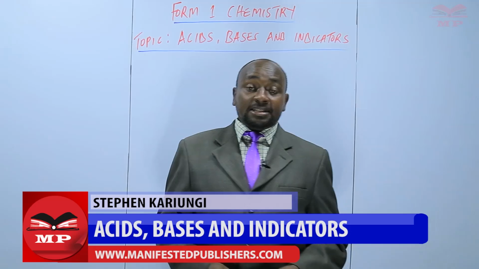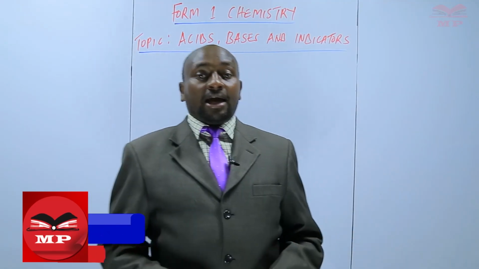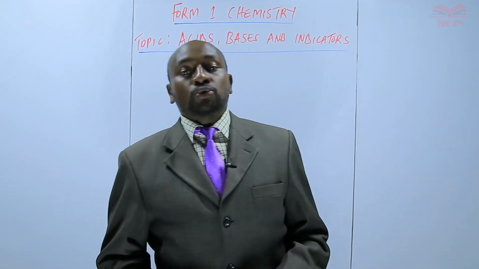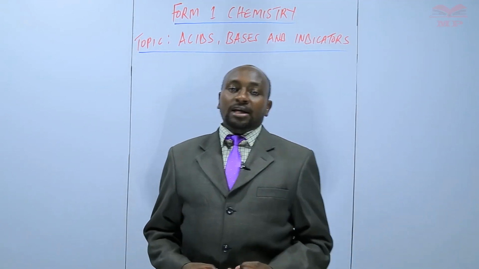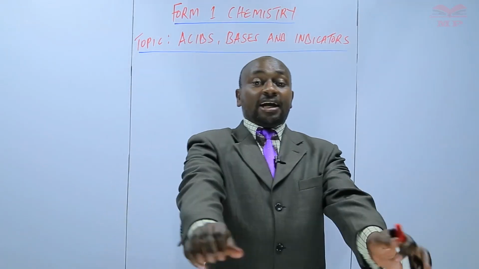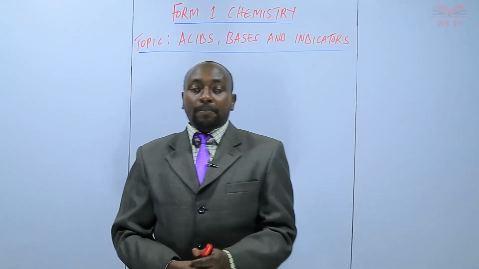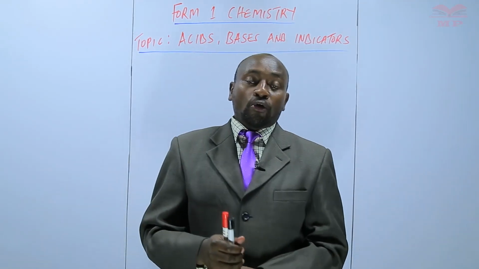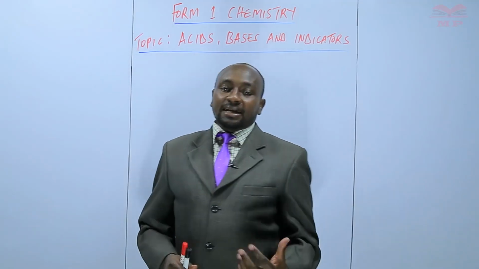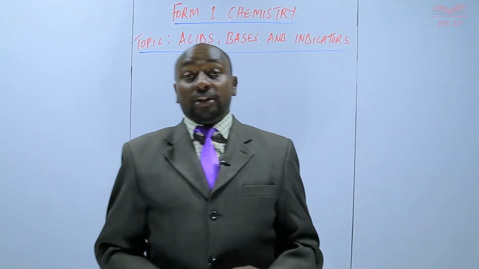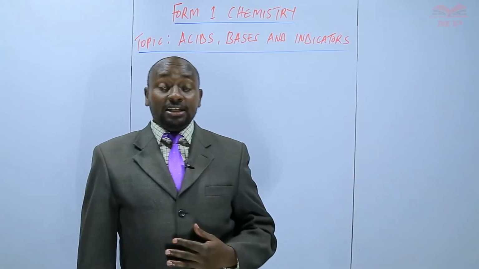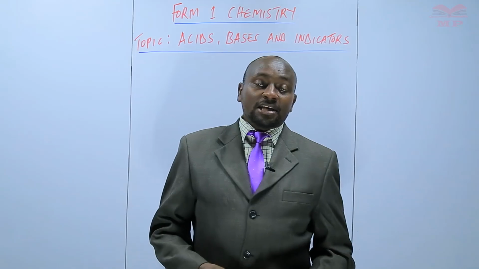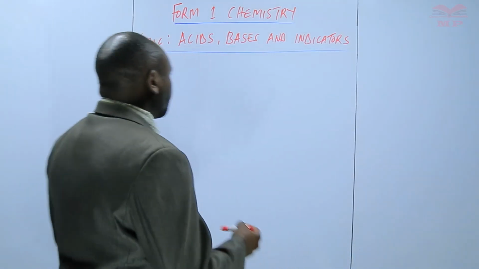The topic is acids, bases, and indicators, a topic in Form 1 chemistry. So at this point, we are going to discuss commercial indicators. This is in addition to what we discussed the last time, whereby we discussed the extraction of indicators from plant extracts. And we saw the disadvantages of those indicators that are obtained from plant extracts, and that is now why there is need for commercial indicators.